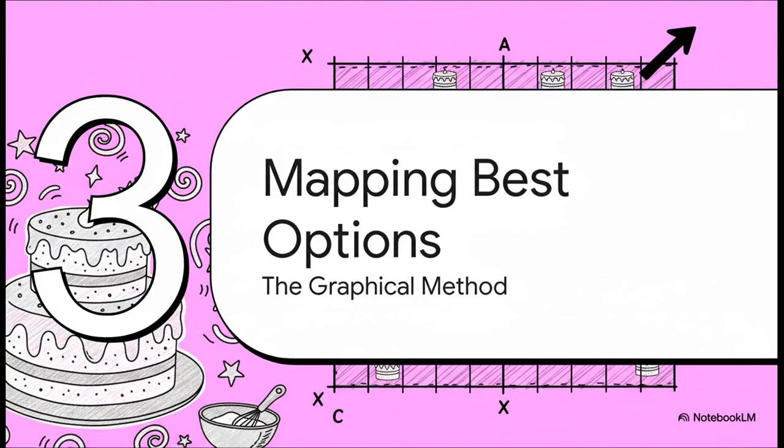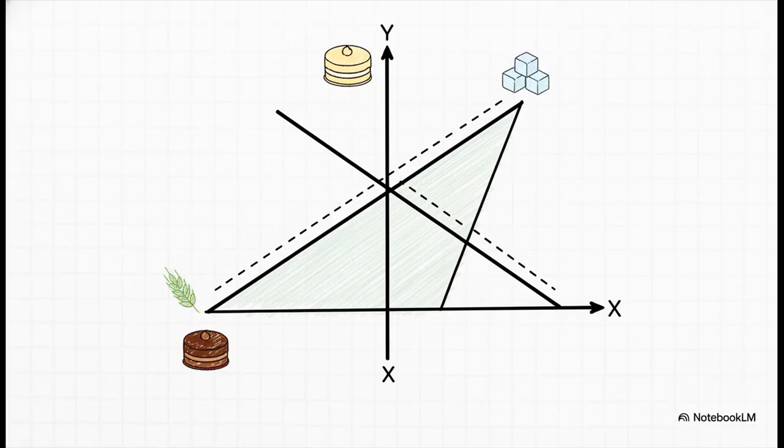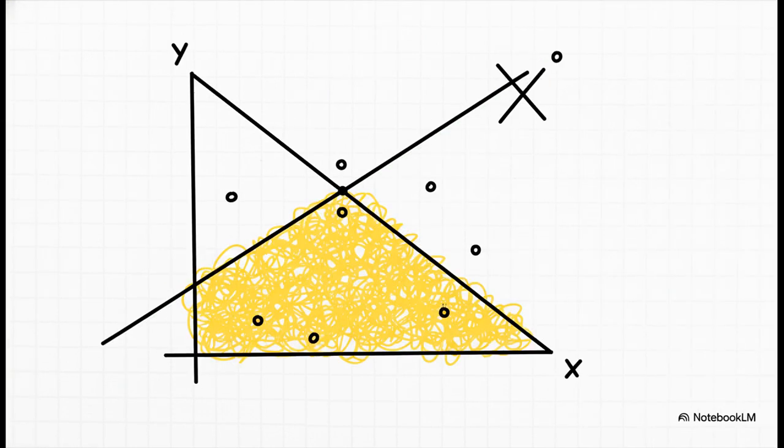All right, so we've laid out our problem. Now, how do we actually find the answer? Well, for a simple problem like our two-cake bakery, we can literally draw a picture of the solution. I want you to imagine a piece of graph paper. Let's say the number of chocolate cakes is on the bottom axis and the number of vanilla cakes is on the side axis. Each one of our limits, the one for flour, the one for sugar, actually becomes a straight line on this map. Now, this is where it gets really interesting.